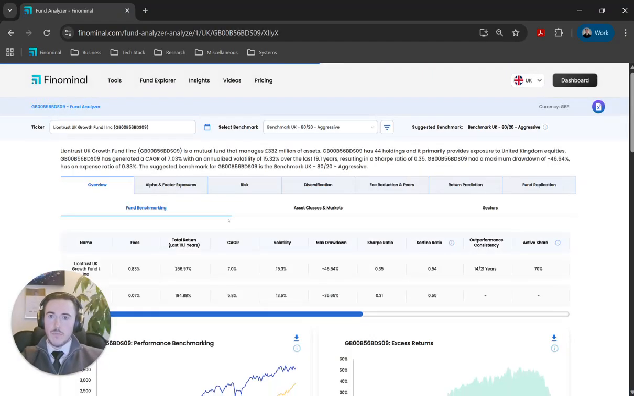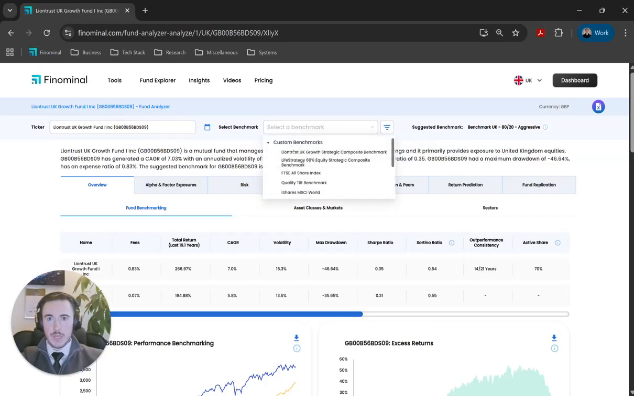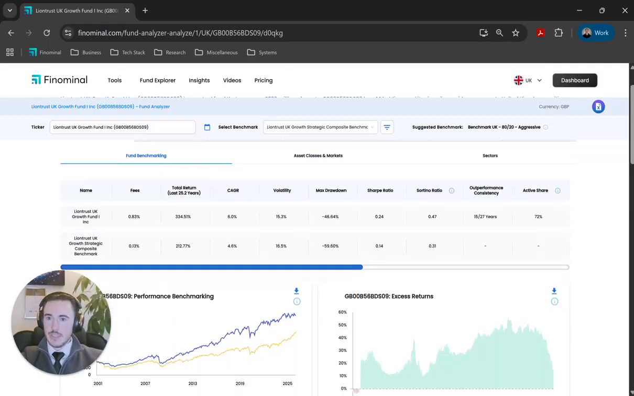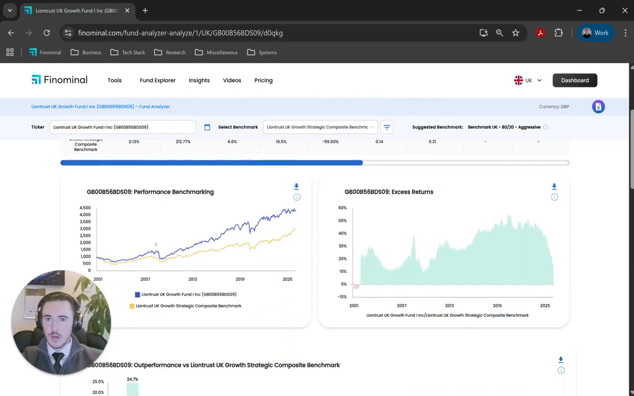So initially, we will look at since inception data, but I am going to choose our custom composite benchmark, Liontrust UK Growth Strategic Composite Benchmark. But let's initially look at that since inception data. So I'll scroll down to performance benchmarking, and as we can see, very strong indeed since inception, and has clearly outperformed the strategic composite benchmark.